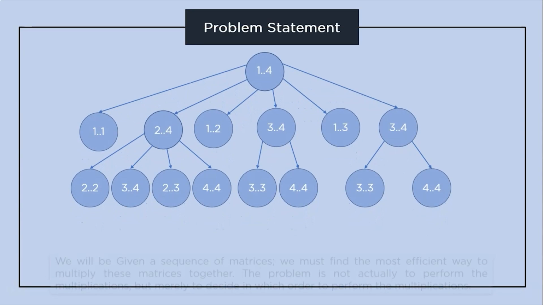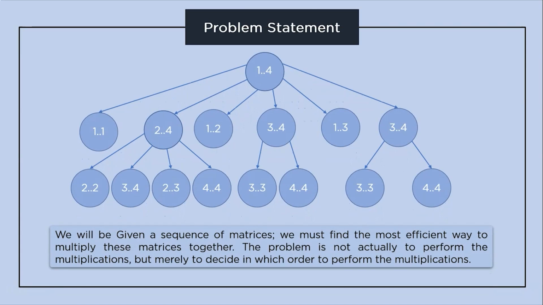So without any further ado, let's get started with the problem statement. We will be given a sequence of matrices. We have to find the most efficient way to multiply these matrices together. The problem is not actually to perform the multiplication, but merely to decide in which order to perform the multiplication to get the minimum operations on a multiplication.